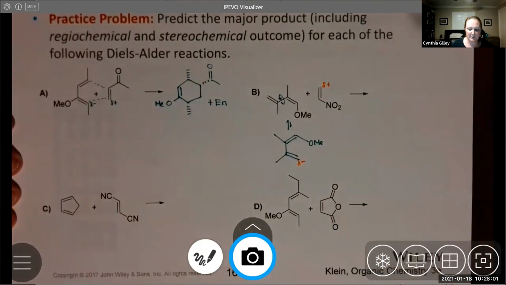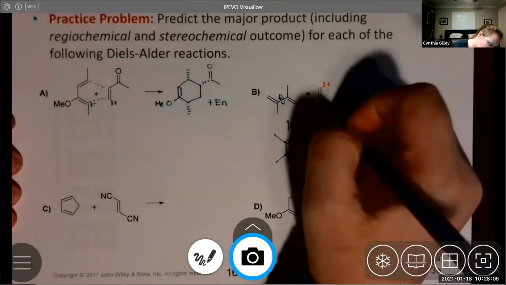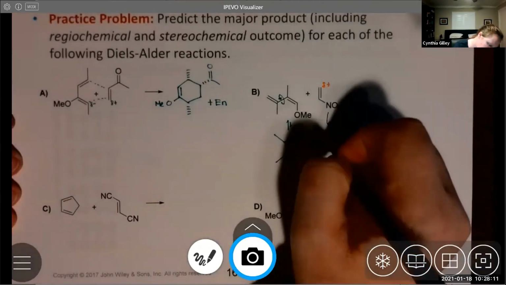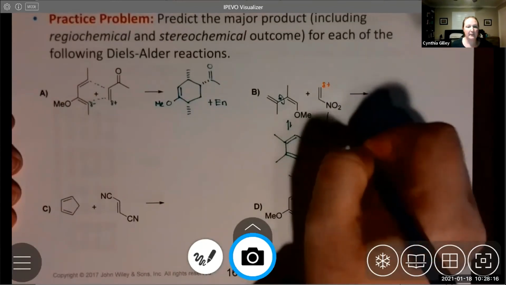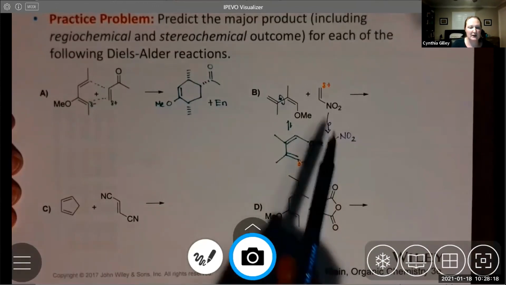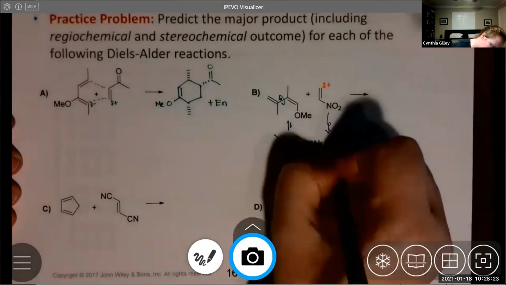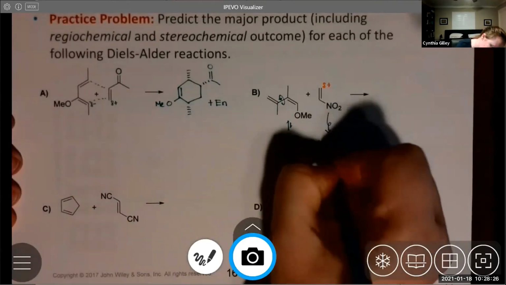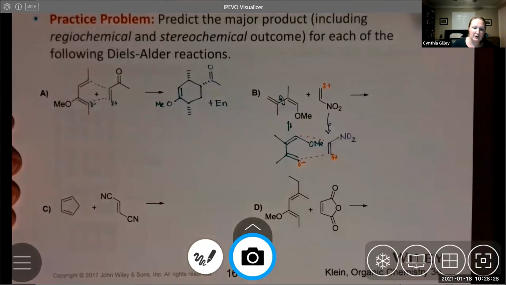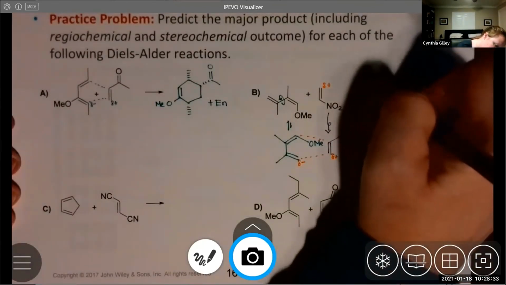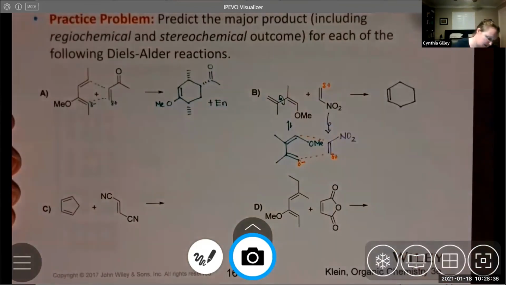And as they're drawn now, we would have an improper alignment. So I am going to need to rotate or flip this dienophile over. So I am going to flip it over so that my nitro group is on the top carbon and not the bottom carbon. That will make the delta positive in alignment with the delta negative. So I can get the proper regiochemistry. I'm going to start sketching in the product by drawing in the cyclohexene ring.